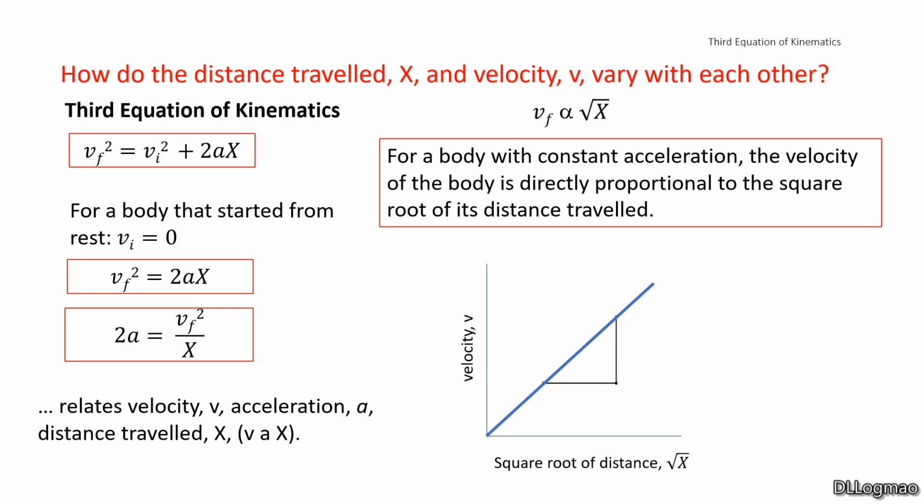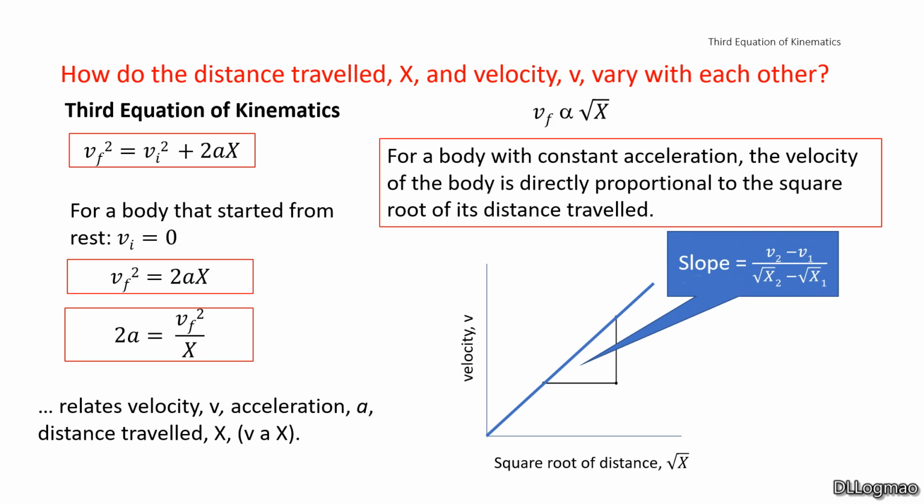It suggests a directly proportional relationship. The slope of the graph line is constant, and the slope is equal to twice the acceleration of the body. If you want to have a more detailed discussion on graphs and relationships, there is a video lesson about that in this channel.